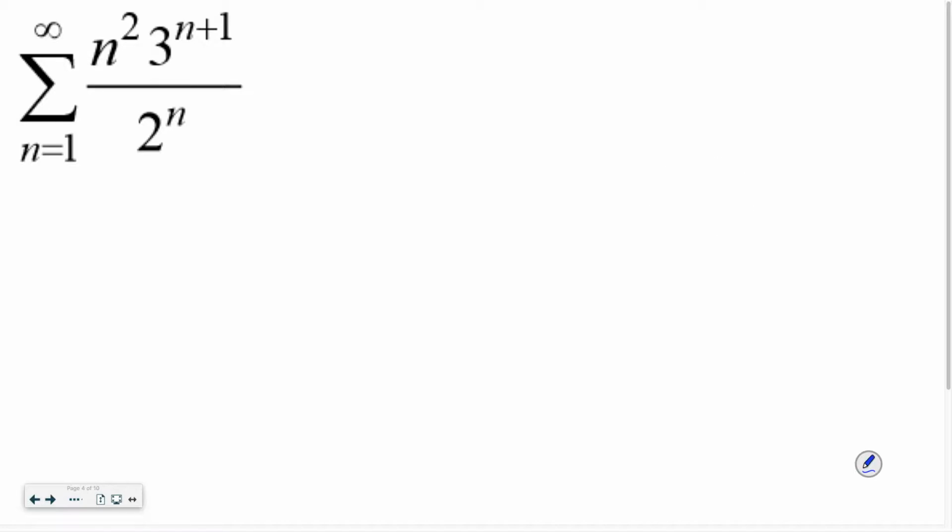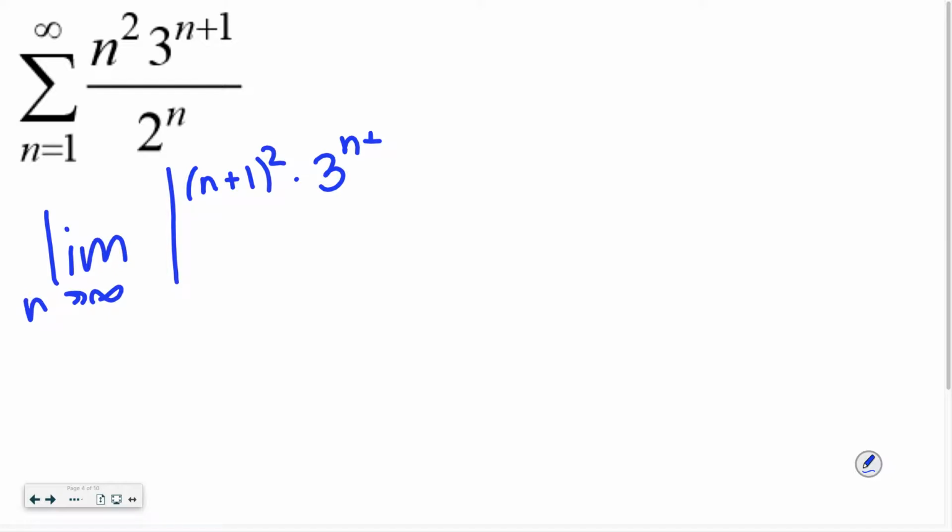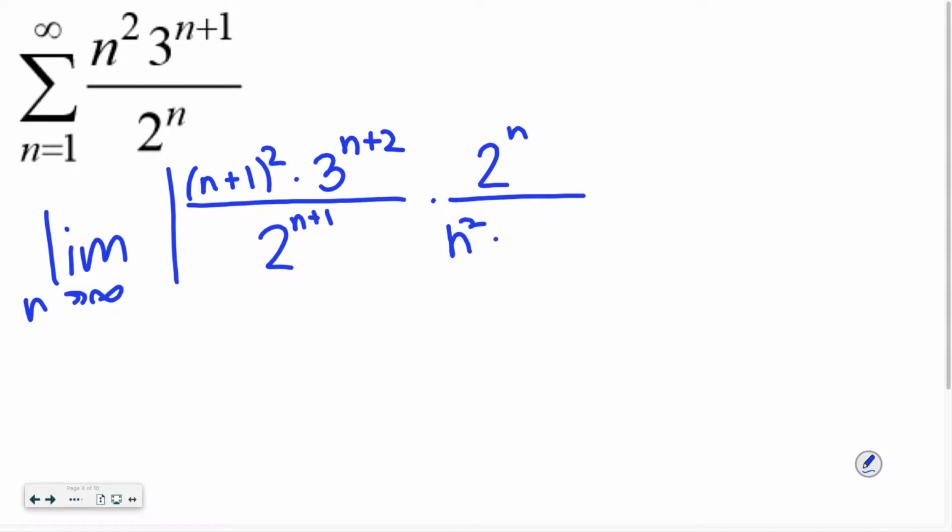So, I don't even need that. The limit as n approaches infinity. The n plus 1 term, we have n plus 1 squared times 3 to the n plus 1 over 2 to the n plus 1, times the reciprocal, because we're dividing, of a sub n. So we have 2 to the n over n squared times 3 to the n.